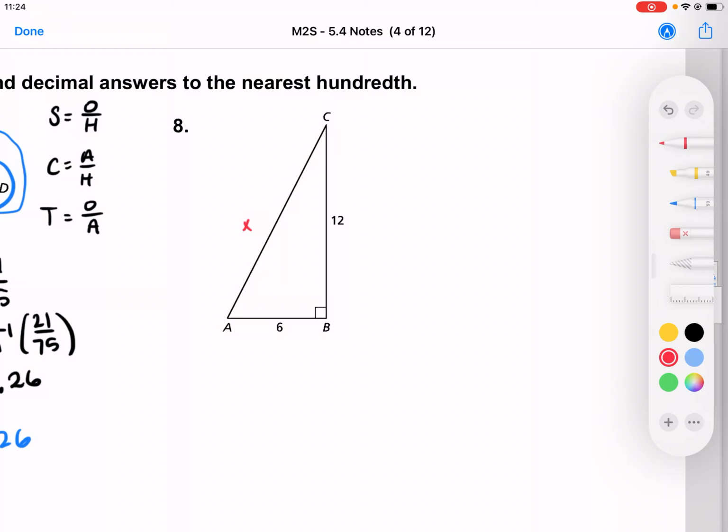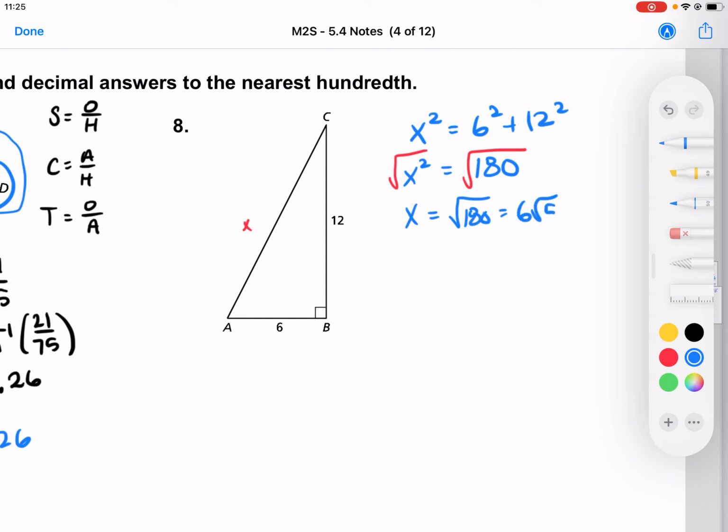So this is like my x over here. So we'll start with x squared. That's equal to 6 squared plus 12 squared. So 6 squared plus 12 squared is 180. We'll take the square root of both sides. If you have one of my calculators, which hopefully you're following along, the square root of 180 is the same as 6 square root of 5. It'll tell you that. Remember, hit that little button right above the enter key, and it'll give you the approximation because they tell us to go to the nearest hundredth. So it would be 13.42.